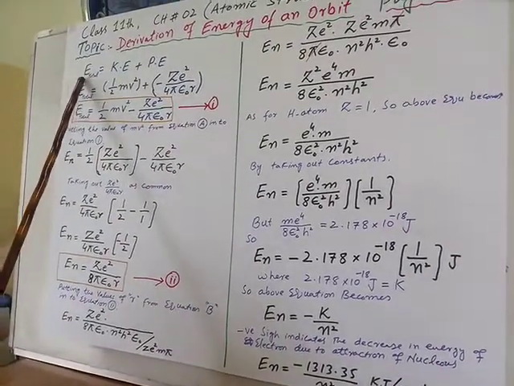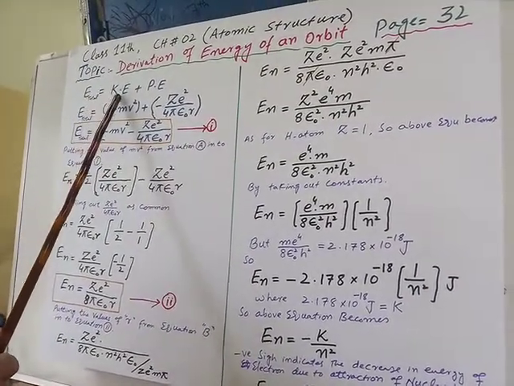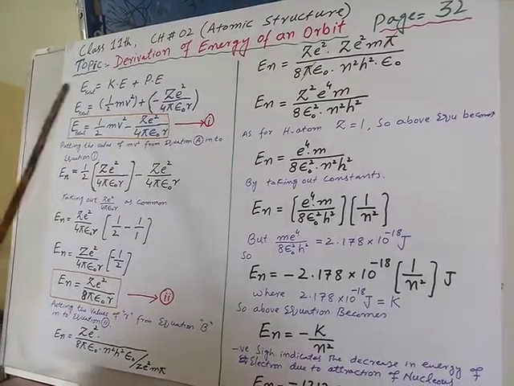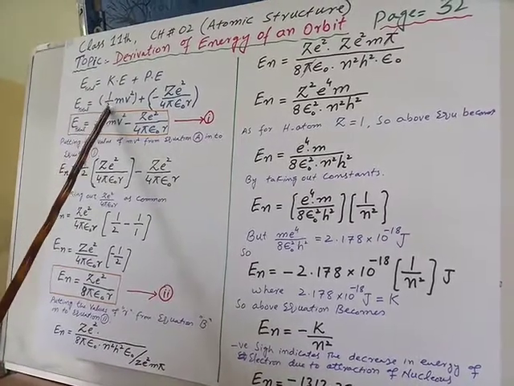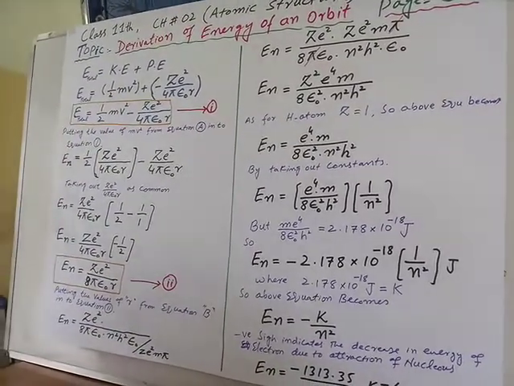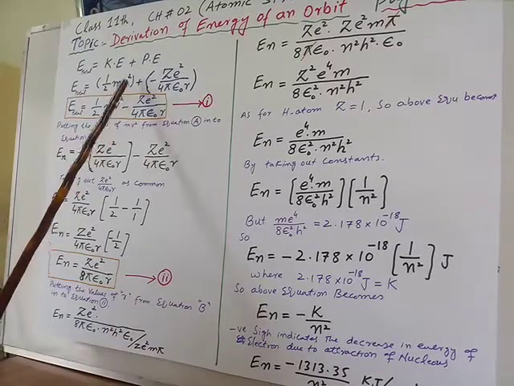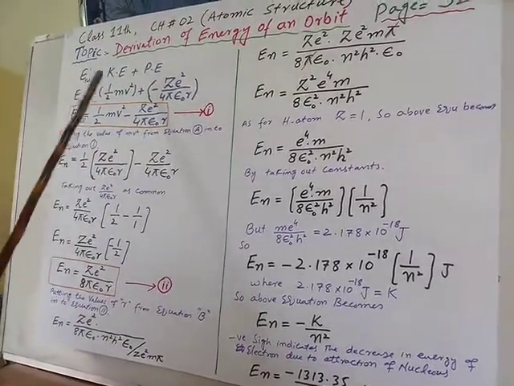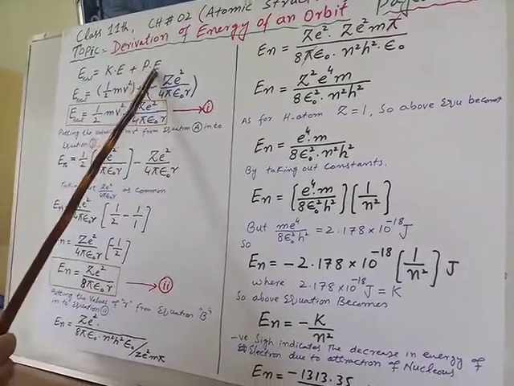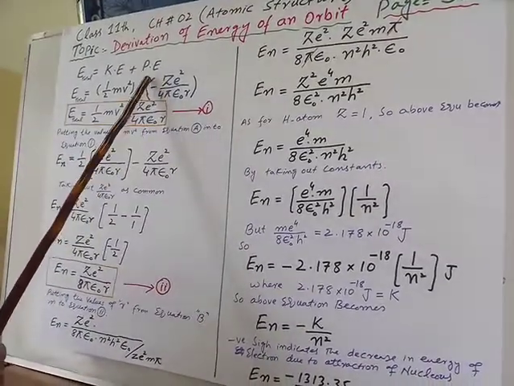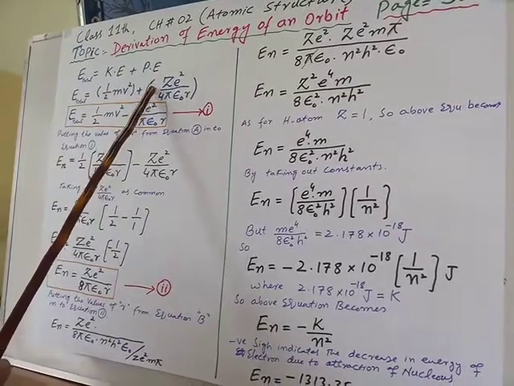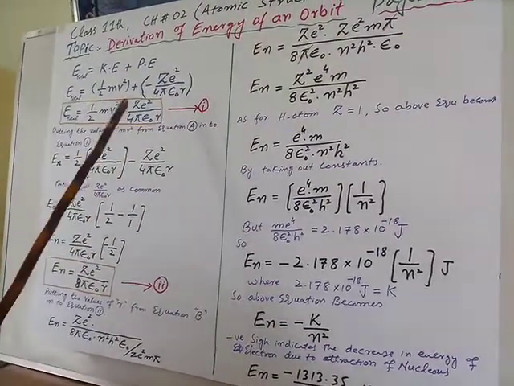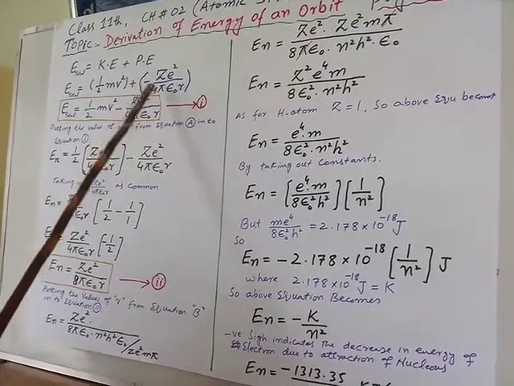So the total energy of the electron, E total, is the sum of the kinetic energy and potential energy. We know it's a well-known equation that kinetic energy is equal to half mv square. The potential energy of the electron is given by minus Ze square over 4 pi epsilon naught r, and I will discuss how it is derived.